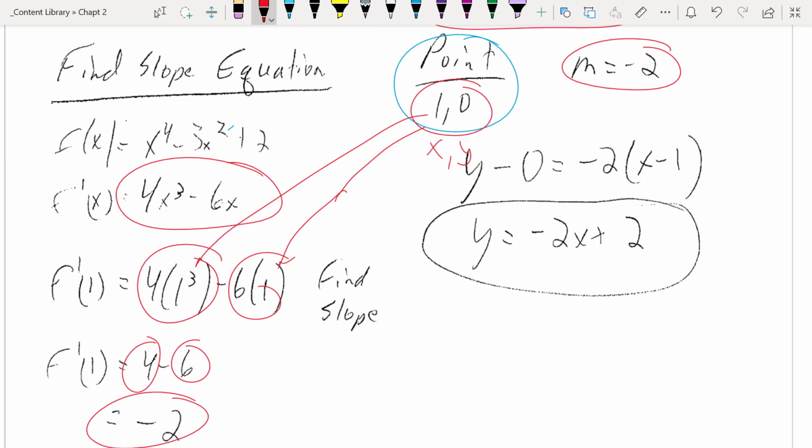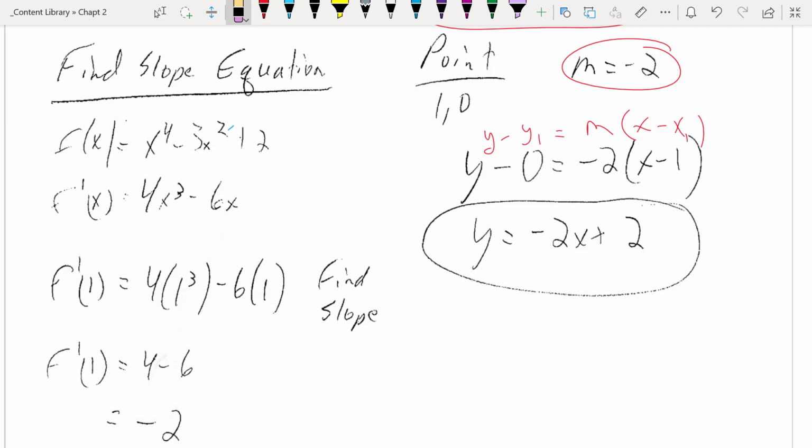I'm going to substitute that in, and I'm going to use the equation y minus y sub 1 equals m times x minus x sub 1. I found my slope. I found the point that goes with my x value. Now it's just a matter of substitution. Inside of my y sub 1 right here, I'm going to put in 0. So I've got y minus 0. I found my slope is negative 2.